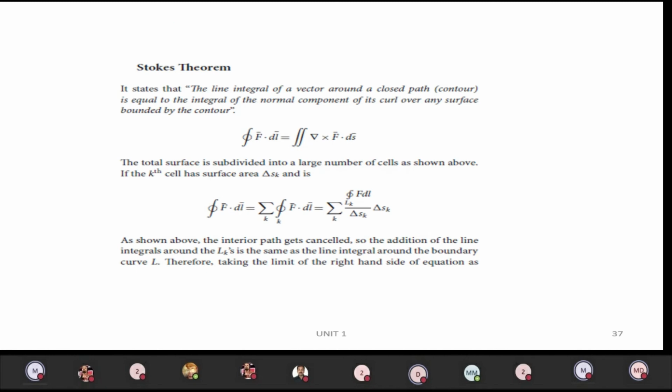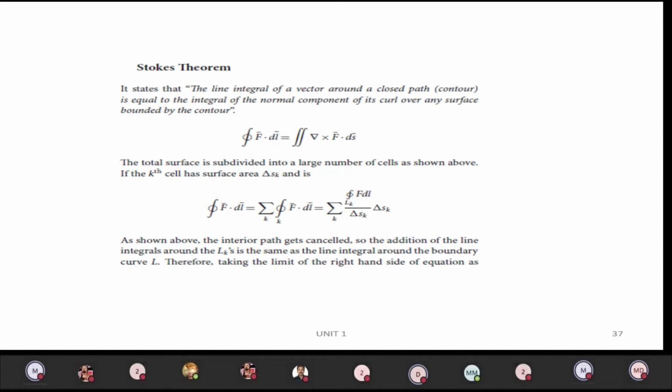The next one you can go for is Stokes theorem. In Stokes theorem, what they say is that the line integral of the vector around a closed path is equal to the integral of the normal component of its curl over any surface bounded by the contour.